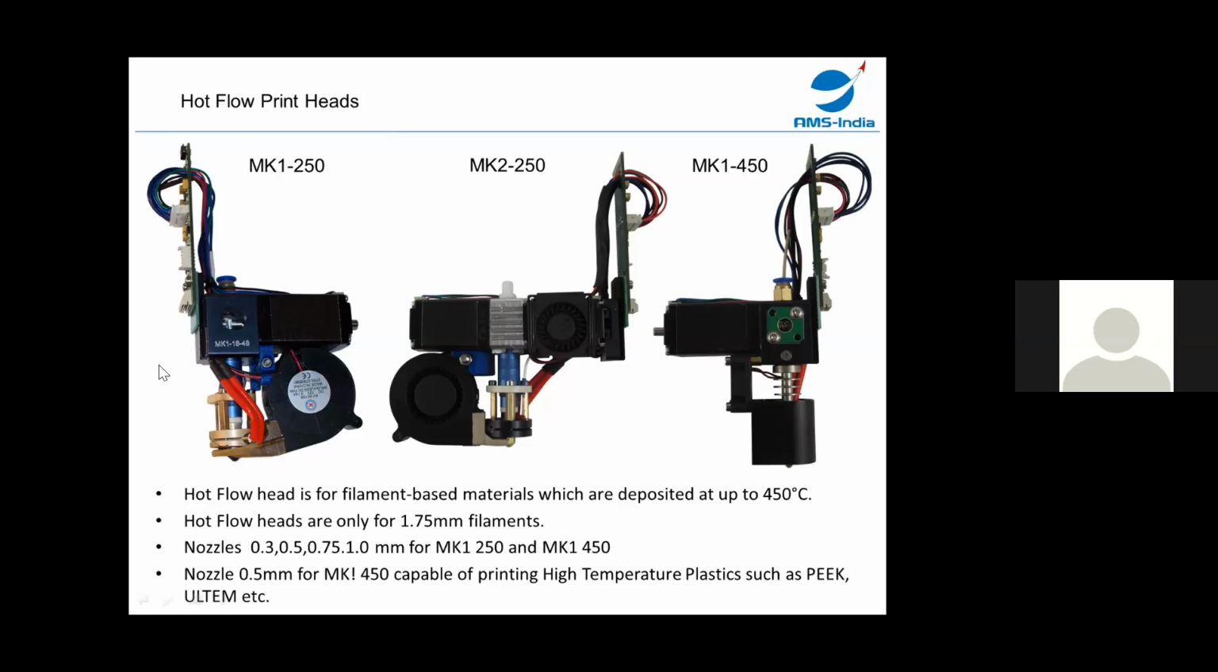Otherwise, we have MK1 250 for all the plastics, and MK2 is used for plastics which are soft in nature, where the filament is soft and it breaks. So we have the MK2 extruder, and then Ninja Flex, etc., can be used for printing in MK2. This is the first type of extruder, where you have filaments and they are used for extruding.